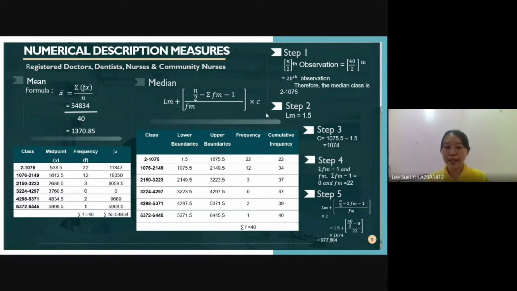So we go to step 2, determine the lower class boundary, which is 1.5. And we go to step 3, determine the class size. The class size is upper class boundary minus lower class boundary. So we can get the answer is 1074.